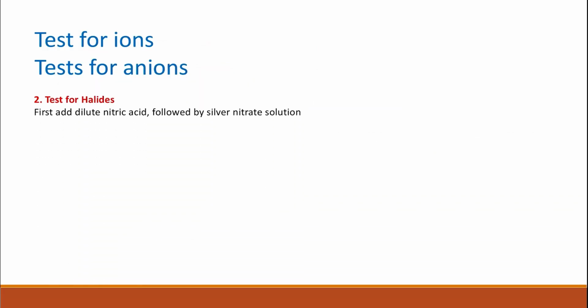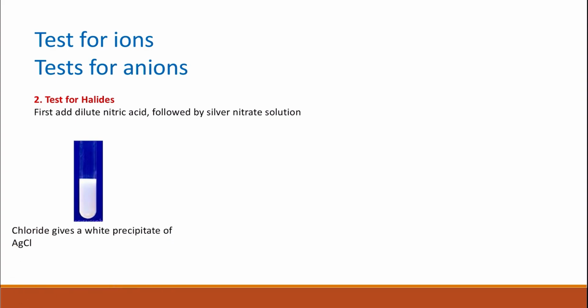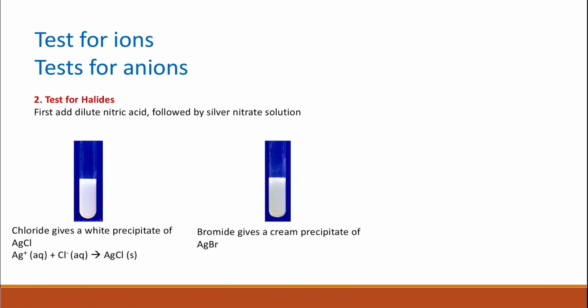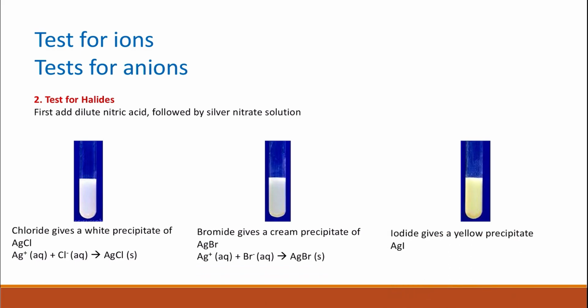To test for halides, first you need to add dilute nitric acid followed by silver nitrate solution. That will give you silver halide salts, which are insoluble in water. In case of chloride, it will give you a white precipitate of silver chloride. In case of bromide, that will give you a cream precipitate of silver bromide. And in case of iodide, that will give you a yellow precipitate of silver iodide.